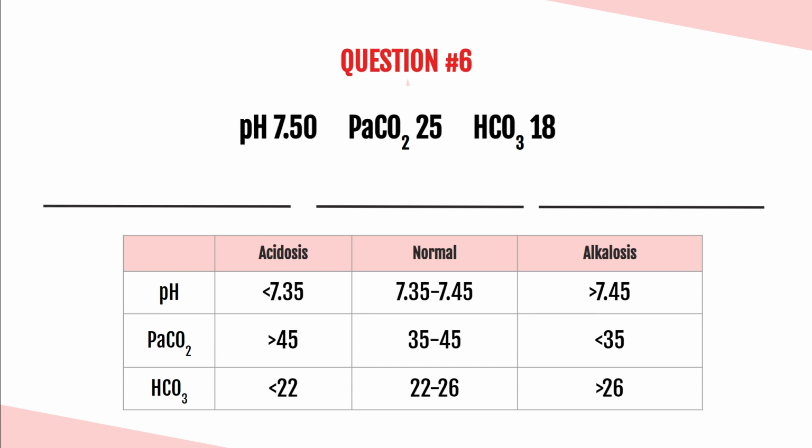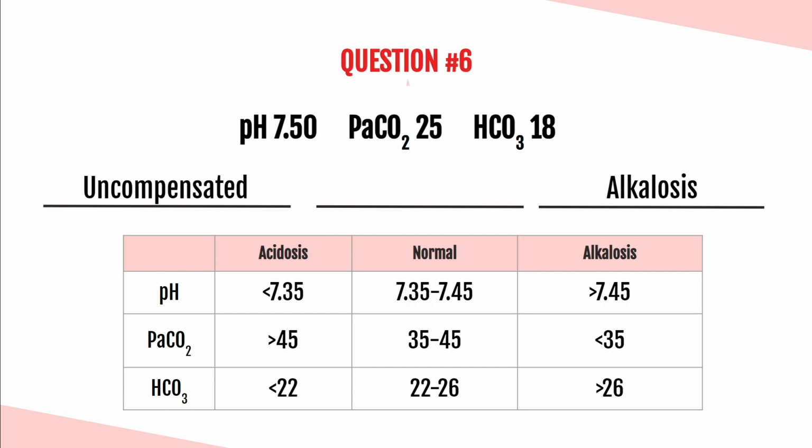Question number 6. A pH of 7.50, a PaCO2 of 25, and an HCO3 of 18. Let's give this guy a name. Is our pH normal or abnormal? This is abnormal. So we are going to be uncompensated, right? Abnormal, uncompensated. And are we acidic or are we alkaline? pH of 7.50. This is alkaline. So our name so far is uncompensated alkalosis.